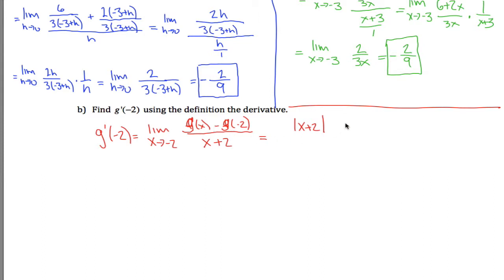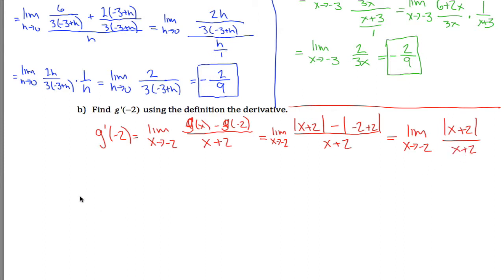Anyways, g of x, it's given to me up here. It's the absolute value of x plus 2. Minus g of negative 2 divided by x plus 2. And this is the limit as x approaches negative 2. This mess. Well, negative 2 plus 2 is just 0, and the absolute value of 0 is just 0. So what I get here is the limit as x approaches negative 2 of the absolute value of x plus 2 divided by x plus 2.